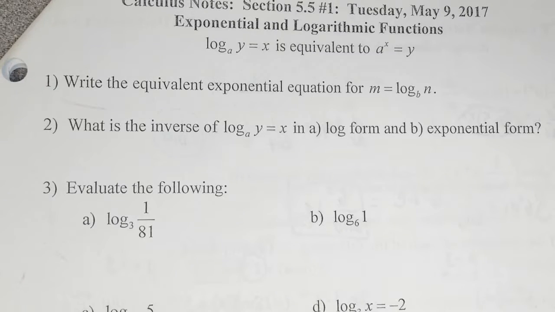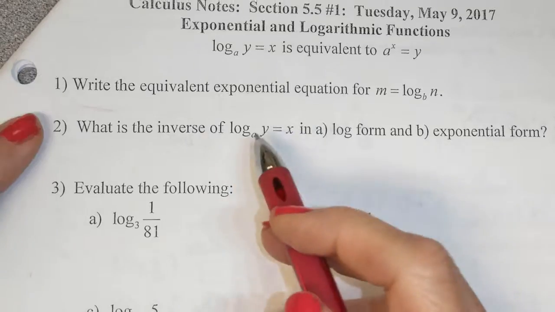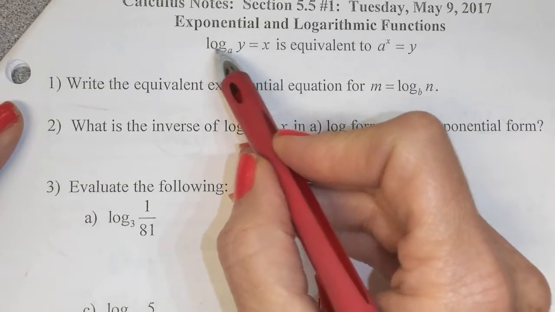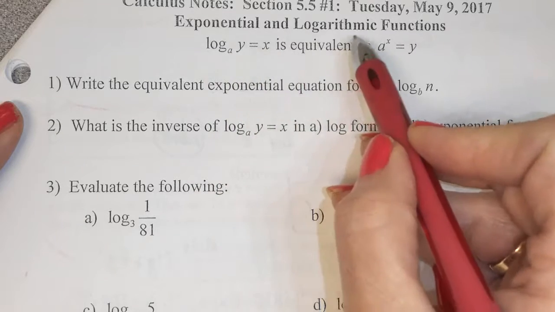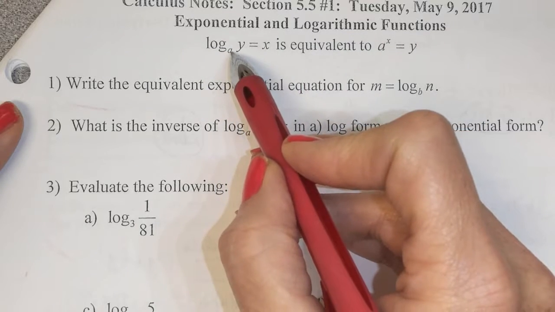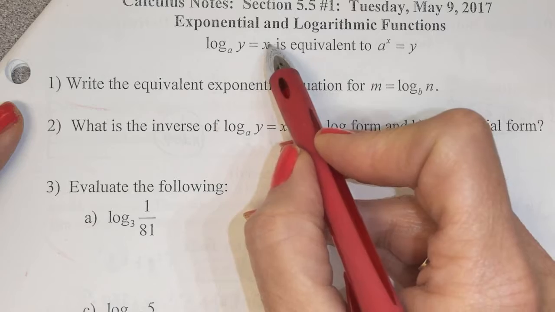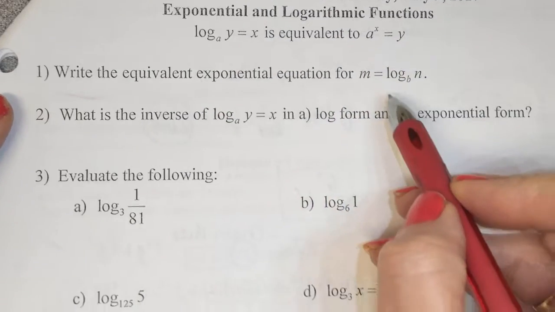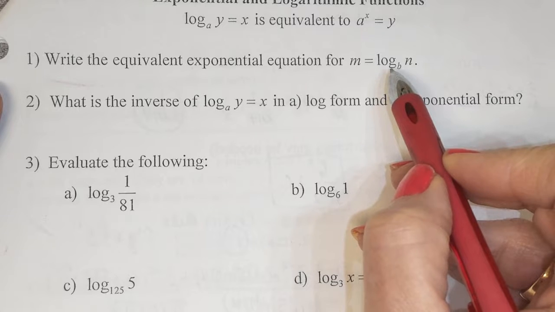Okay, so we're going to be looking at ways to write exponentials in log form and ways to write logs in exponential form. So we've done a little bit of this, but not a lot. If we have log base a of y equals x, that is the same thing as, swirl it around, a to the x equals y. These are equivalent.